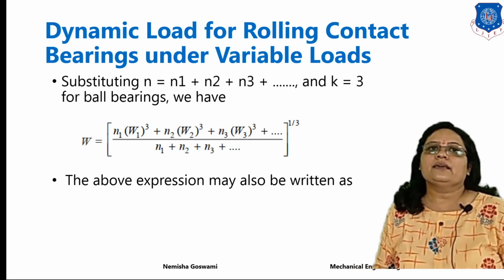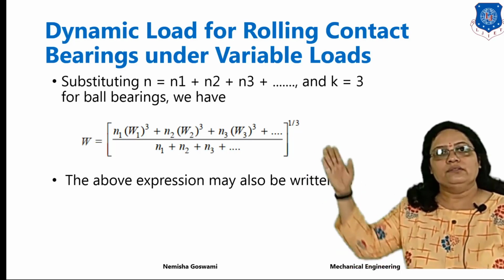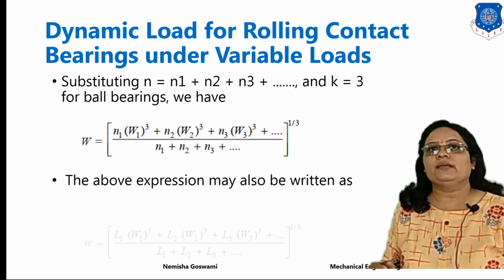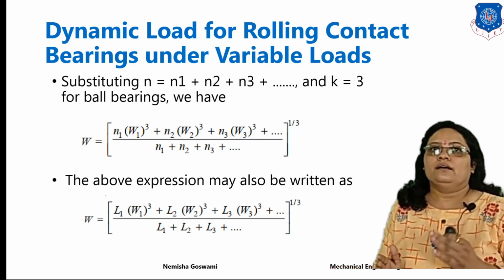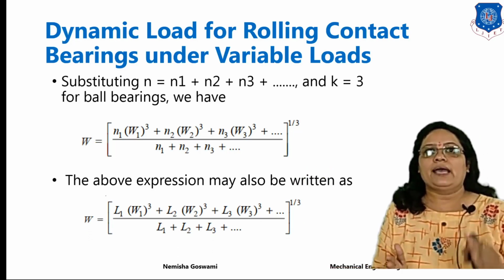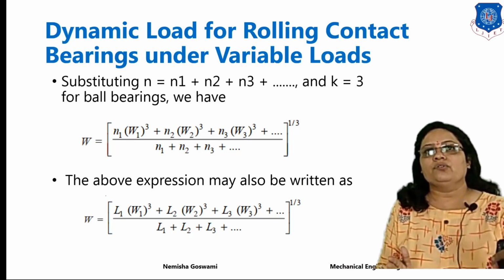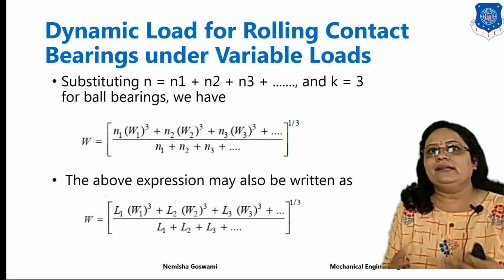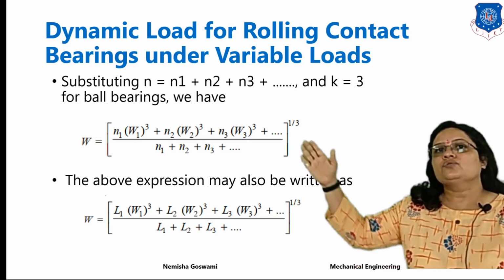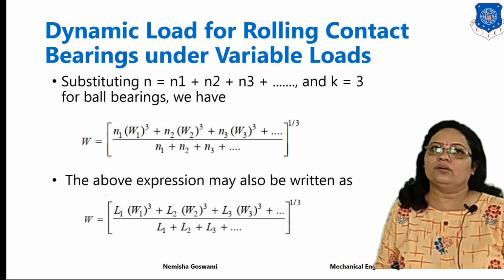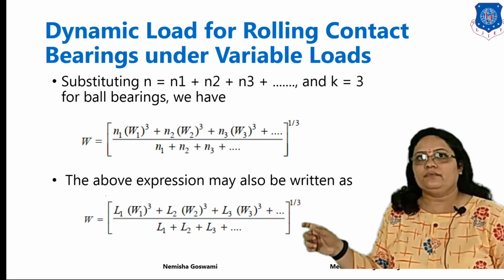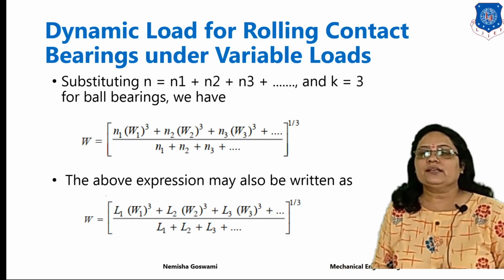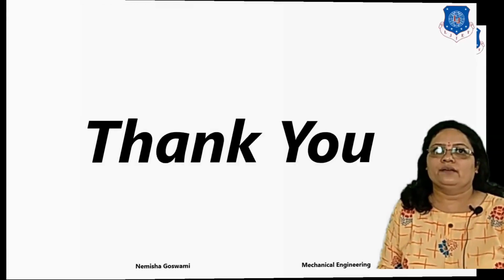And when we consider the case of a ball bearing, k is equal to 3, so we put these values in this equation. You can transfer things: N1 is equal to L1, N2 is equal to L2, N3 is equal to L3, because both indicate the life of the bearing, right? So you can write this equation in this form also. So this is the dynamic load when the bearing is subjected to variable loads. Thank you.